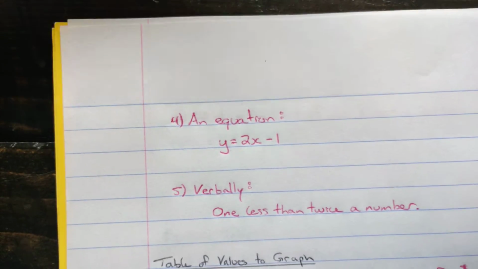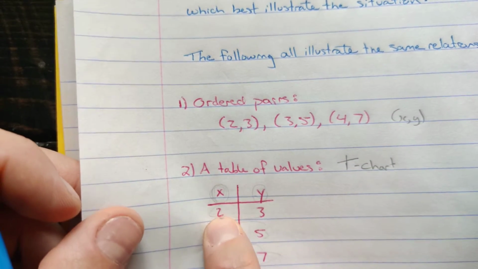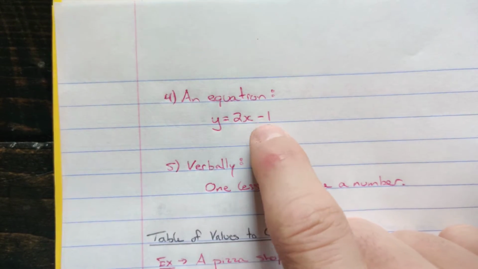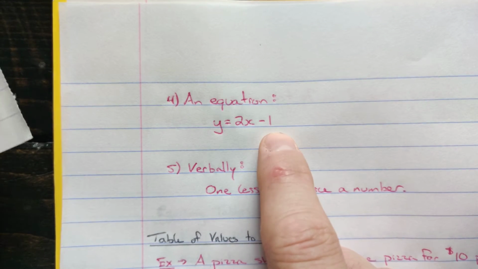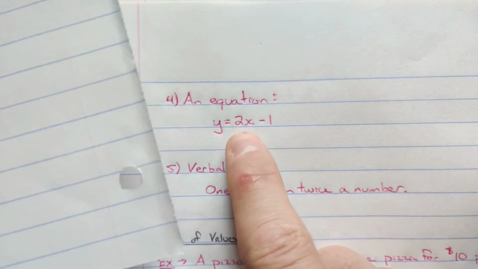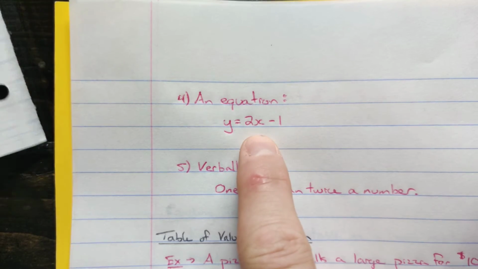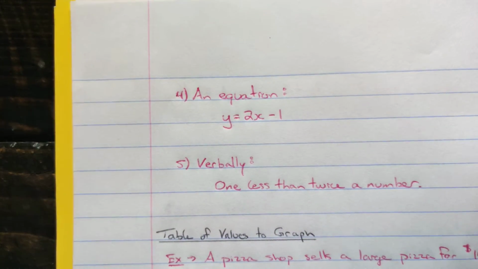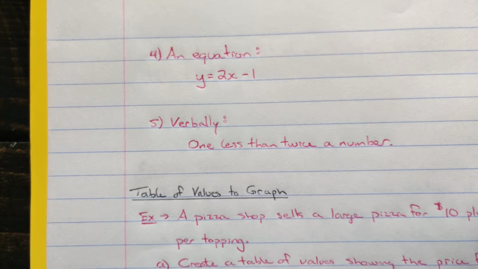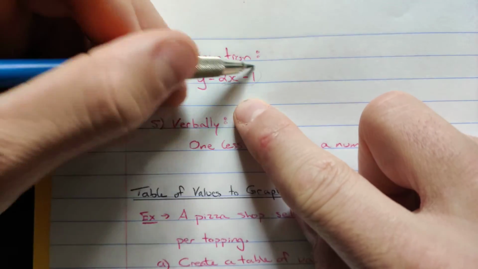y equals 2x minus 1. So if we look at that, 2x minus 1, we take the value 2. 2 times 2 is 4, minus 1 is 3. (2, 3). 2x minus 1, we have the next x value is 3. 2 times 3 is 6, minus 1 is 5. 2 times 4 is 8, minus 1 is 7. So that's how the equation works and matches up to our table. And then we can state it verbally as well. It's 1 less than twice a number. So this is twice a number, and this is 1 less than it.